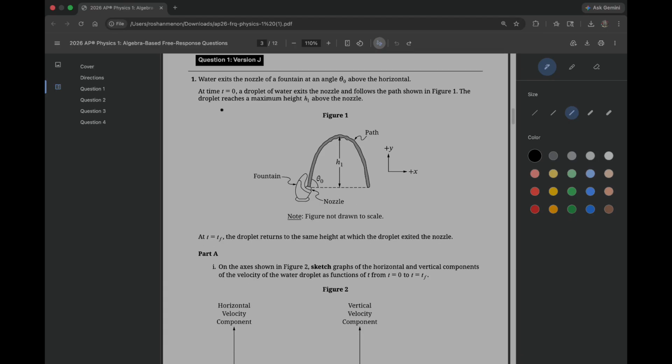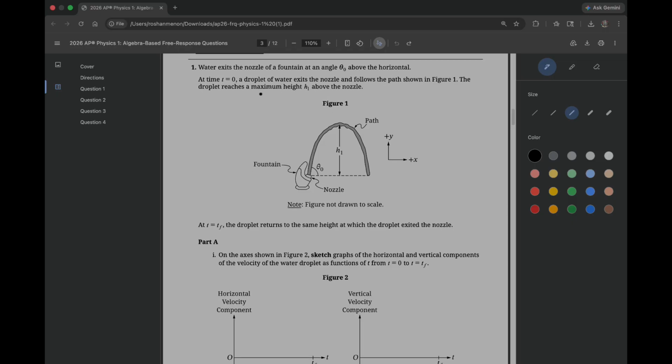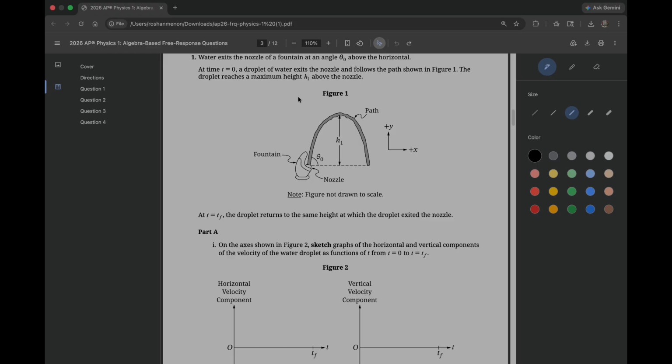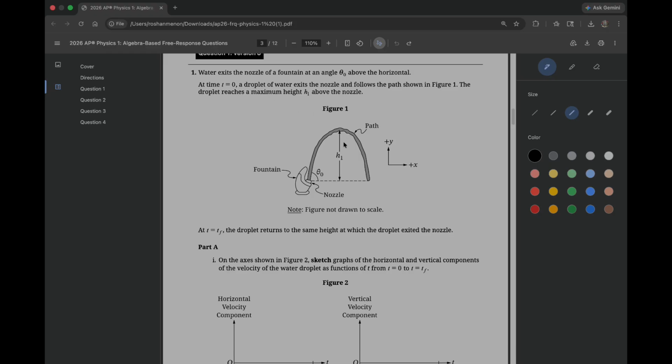Okay, so water exits the nozzle of a fountain at an angle theta above the horizontal. So we have this nozzle here and we have an initial velocity at t equals 0, so it reaches a maximum height h1. Okay, got it. So we have a nozzle here and it's projectile motion. That's what I can deduce from it.